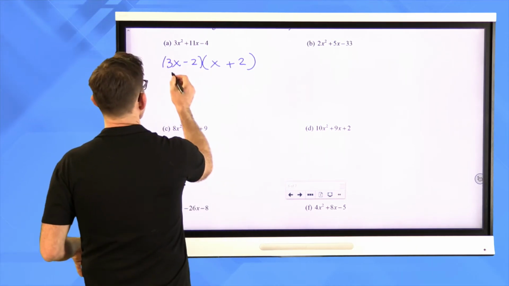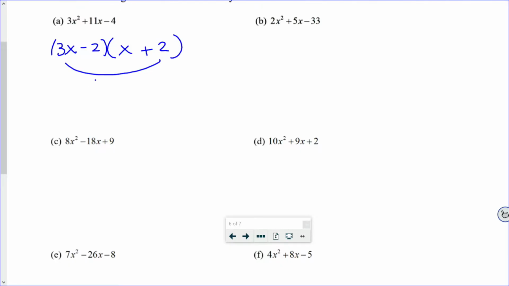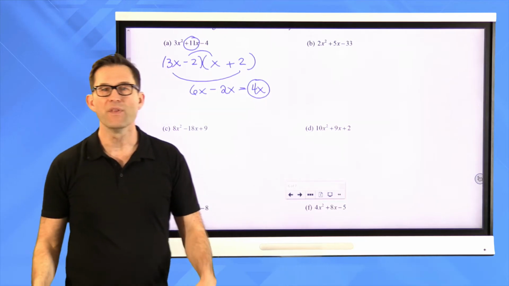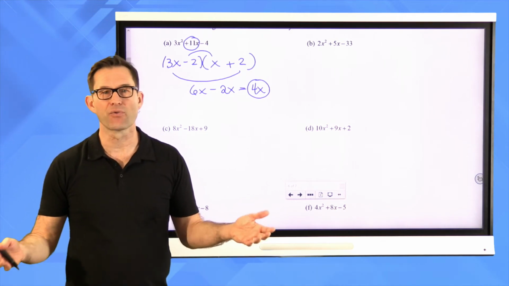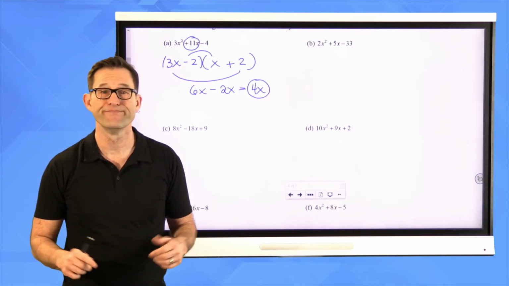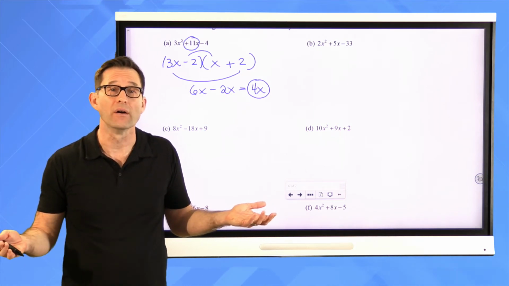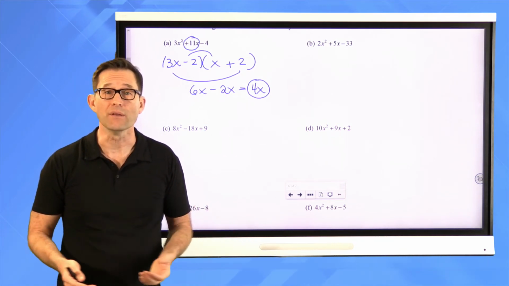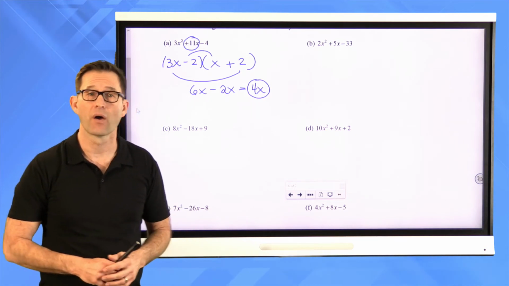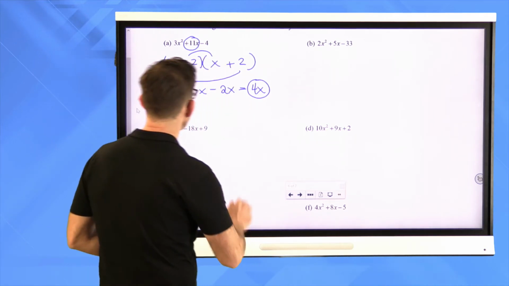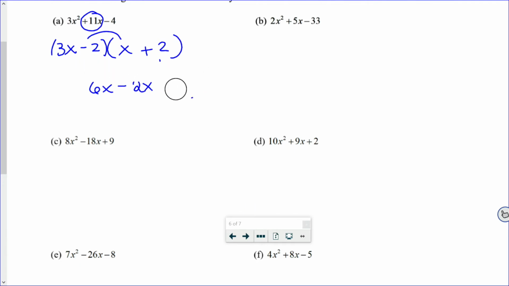Well, okay, so I do these two and I get 6x. I do these two and I get negative 2x. Put them together and I get 4x. Well, 4x and 11x aren't the same. So this trinomial does not factor as 3x minus 2 times x plus 2. It just doesn't, right? Which stinks. I guessed it wrong, right? Now, the more you do these, the better you'll get at them, all right? So now, let me throw in another guess.